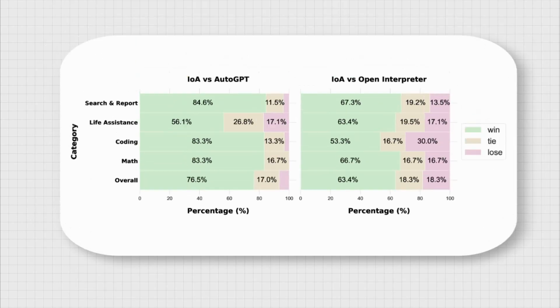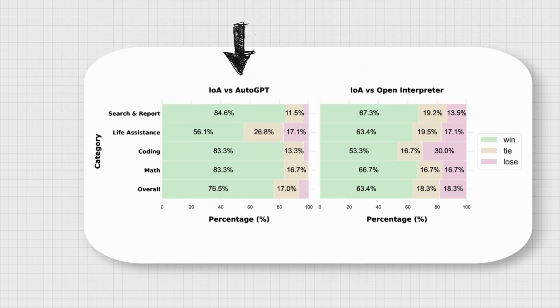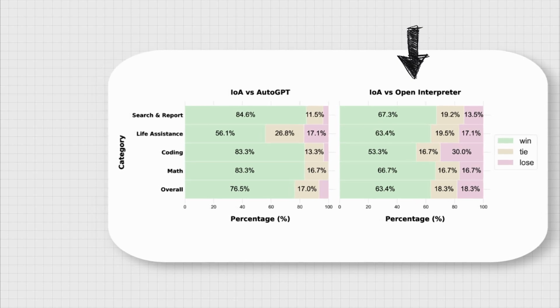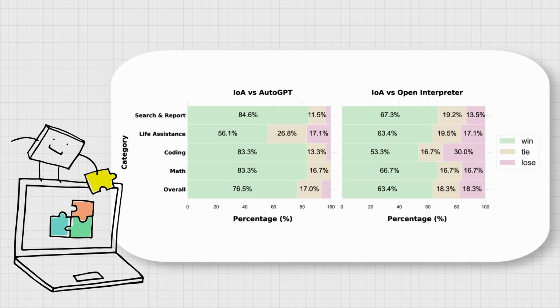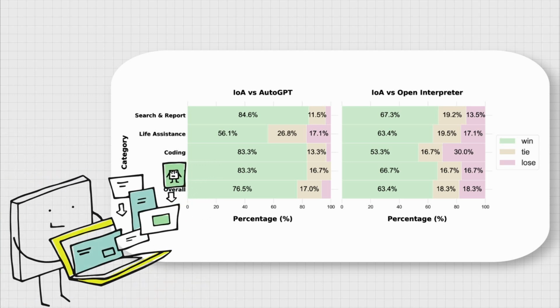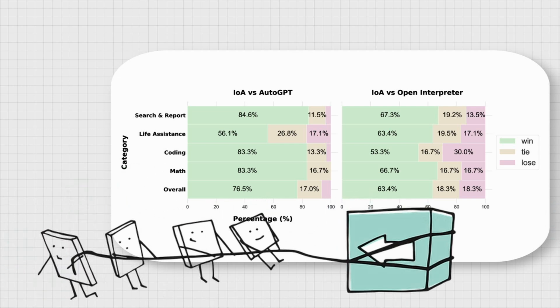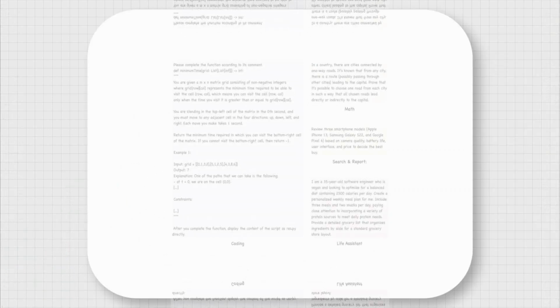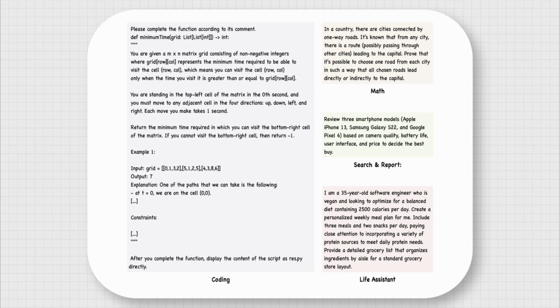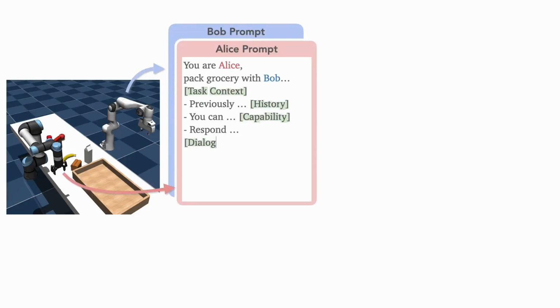The IOA system also outperformed both AutoGPT and OpenInterpreter in various testing categories such as math, coding, and search and report, which shows IOA's proficiency in gathering and synthesizing information as well as in collaborative problem solving. Feel free to pause the video to read these example instructions across the 4 mentioned categories that were included in the IOA open-ended benchmark. But that's not all.